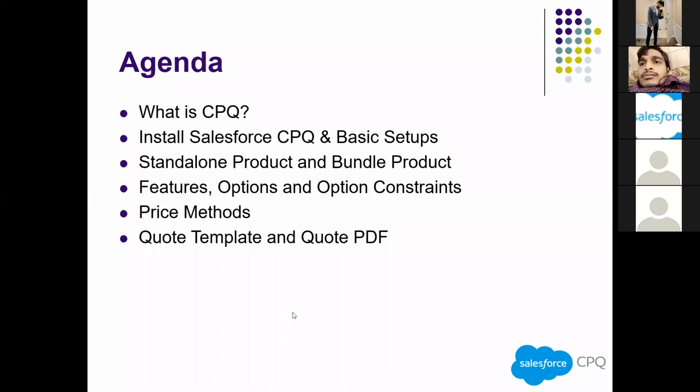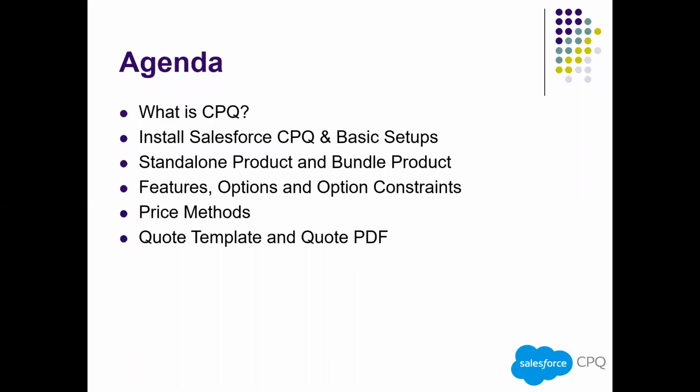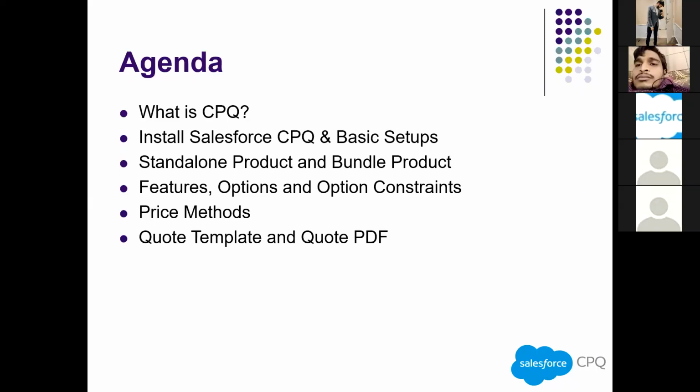We'll also discuss how to start creating the bundle in the system. We'll give you the demo one by one to start with these features, to create the options, and what is actually the definition of option constraint. We'll also discuss, while defining those bundles or products, how the pricing method is going to help you. And last but not the least, we'll also discuss the quote template and quote PDF document, how you can generate it and present it to the customer. Moving to my next slide deck.